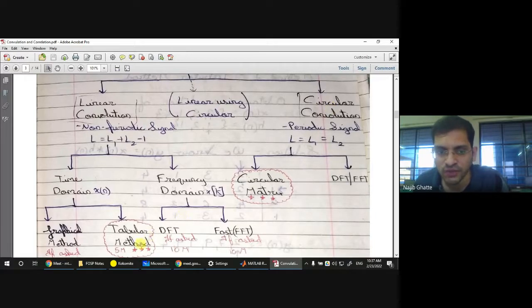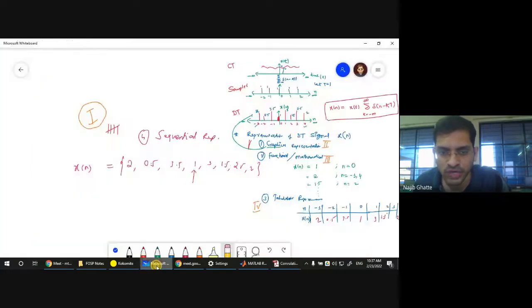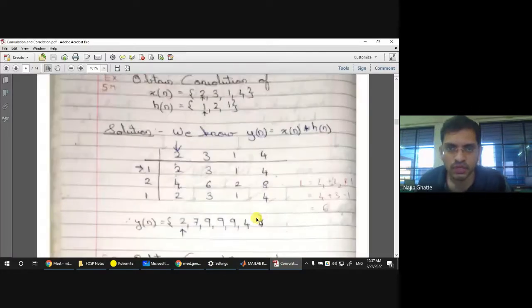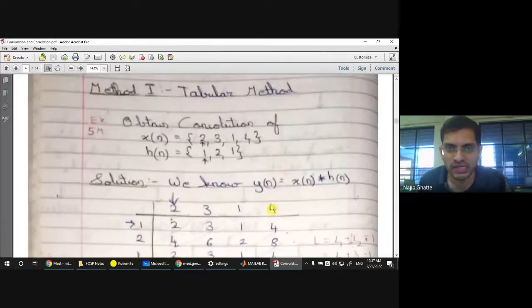So let's start first with the tabular method. I want everyone's attention on the board, on how this has to be done. I'll clear the board and let's start with the very first question, the one in front of you. This is how a question comes in the exam: obtain the convolution of x of n equal to 2314 and h of n equal to 1 2 1.